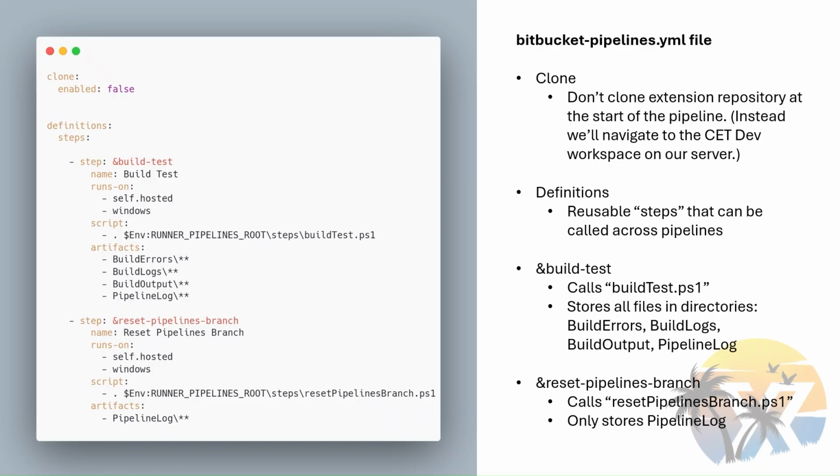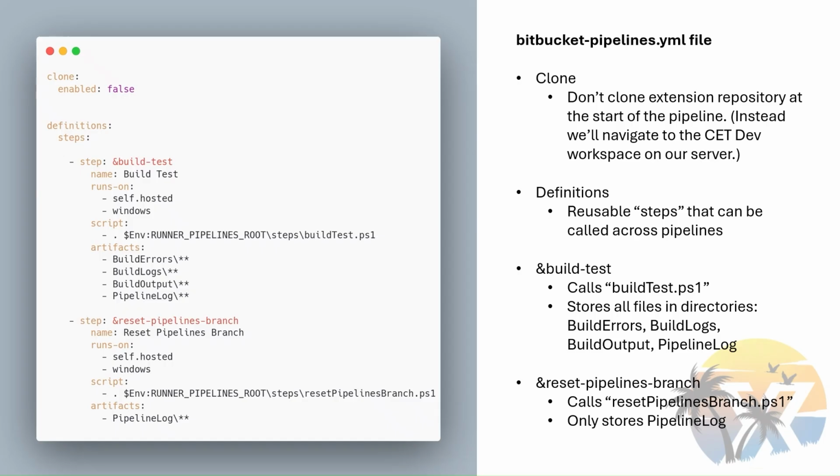So instead of making it so that they have to also download the build output and the pipeline log and the build errors, I separated them out into their own folders, into their own artifacts, so you could download just one of them. So that is the build test reusable definition, reusable step.